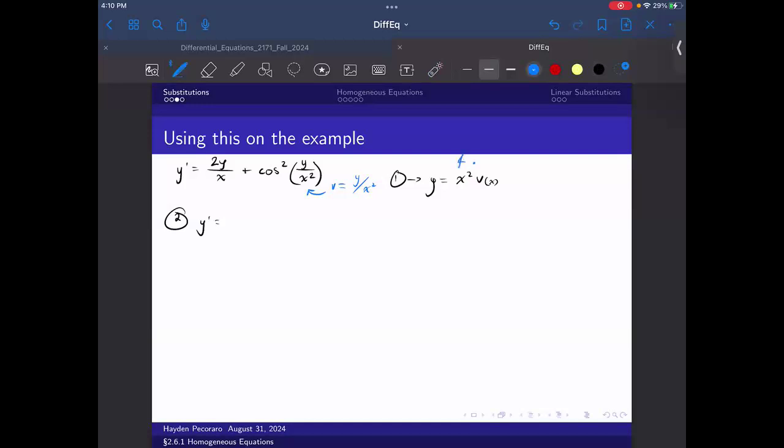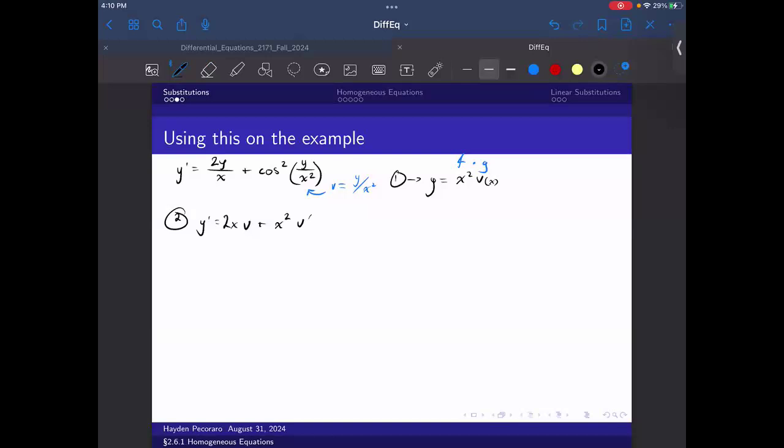f times g, and what's the derivative of that? It's f prime g plus f g prime. Okay, so we can fill that in. Derivative of x squared is 2x times v, and then x squared times derivative of v with respect to x.